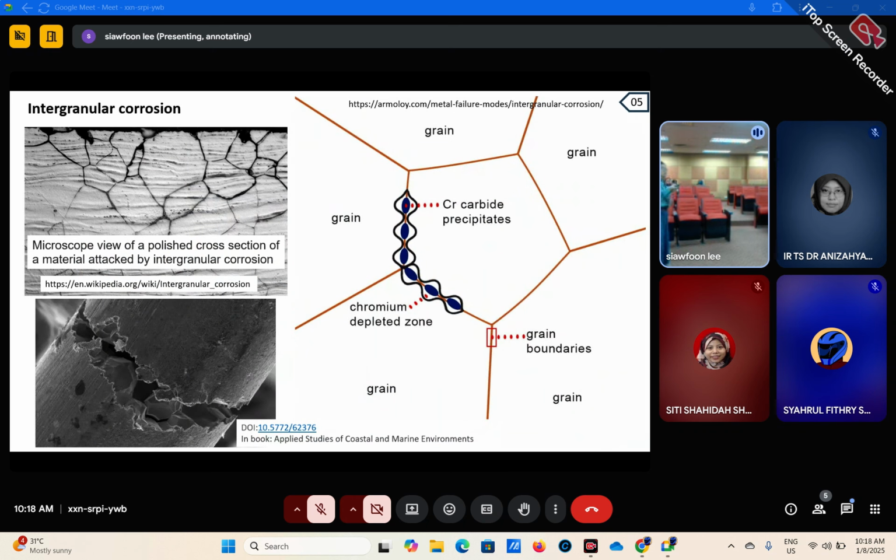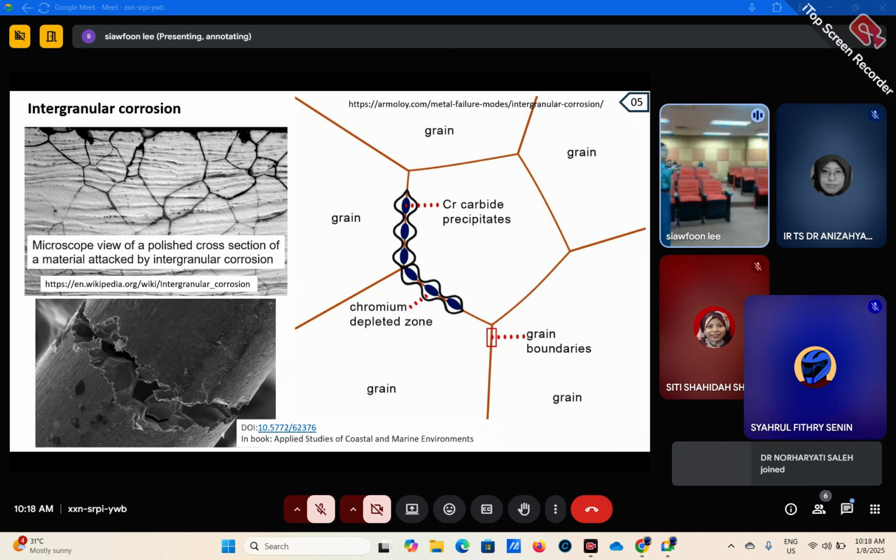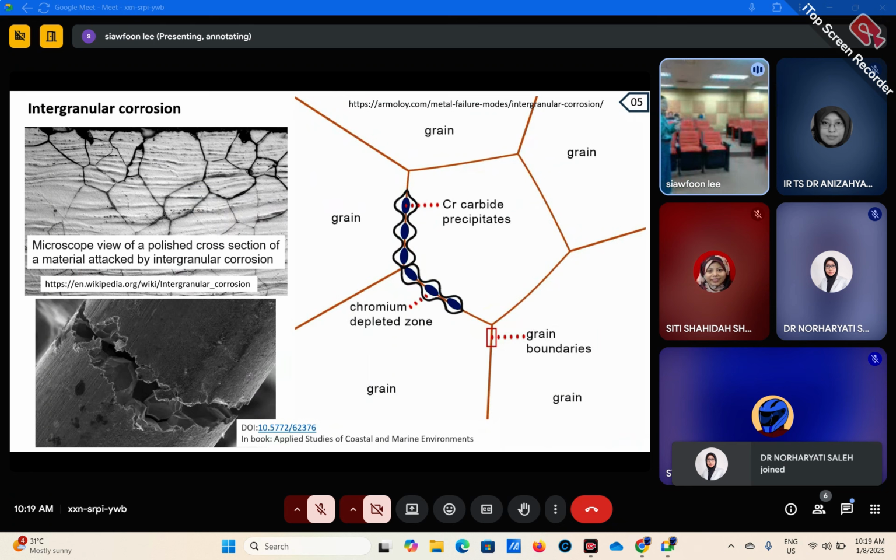Okay, let us go to intergranular corrosion. What is meant by intergranular corrosion? As you know, the steel is not just composed of iron itself. It's composed of a small percent of carbon, and for example, chromium also inside. So when they mix these different elements together, they actually create certain grains in this area, and then they form this boundary.